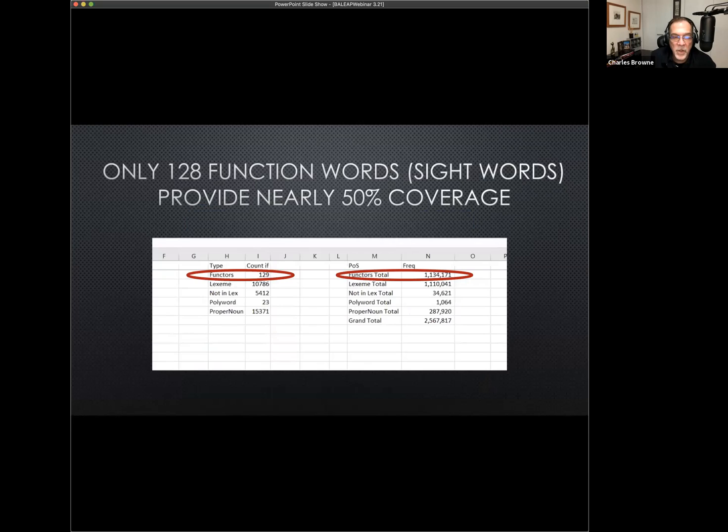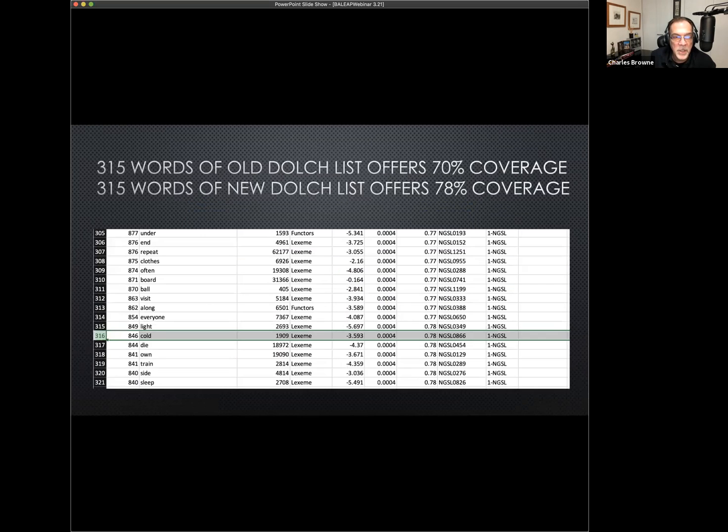And we found that the function words, the sight words, to use the language of the old Dolce list, represent only 129 words, and gave about half the coverage. So the original Dolce list was said to offer 70% coverage.